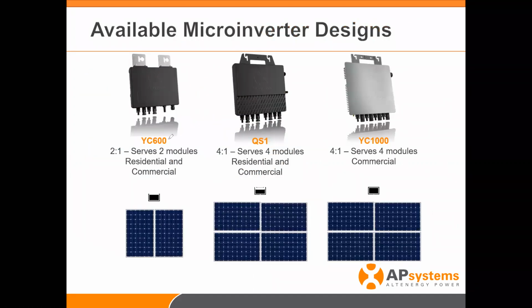As we said, the YC600 is a dual module, 2 inputs, 1 inverter, two modules, both can be used for residential and commercial applications. The QS1 is a 4-for-1, if you will. So it can serve 4 modules into one inverter. The YC1000 is the true 3-phase inverter, which can do 4-to-1, and again, serves 4 modules. Think of this inverter as 2 inverters in one package. Think of this inverter as 4 inverters in one package. And think of this as a micro string. This is a single phase, a 3-phase, single MPPT inverter.